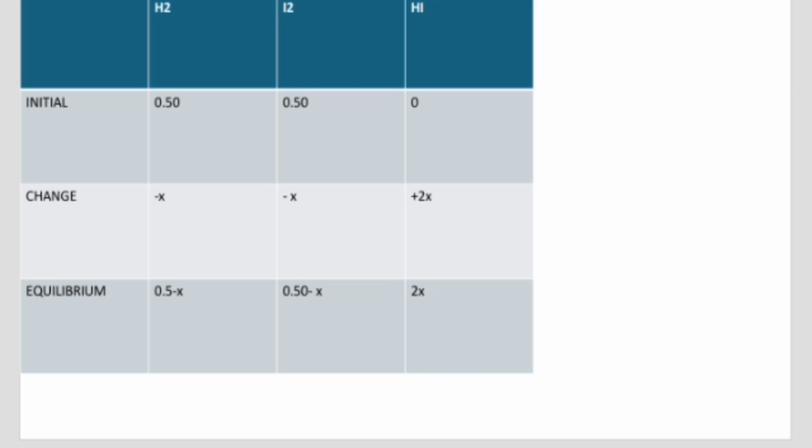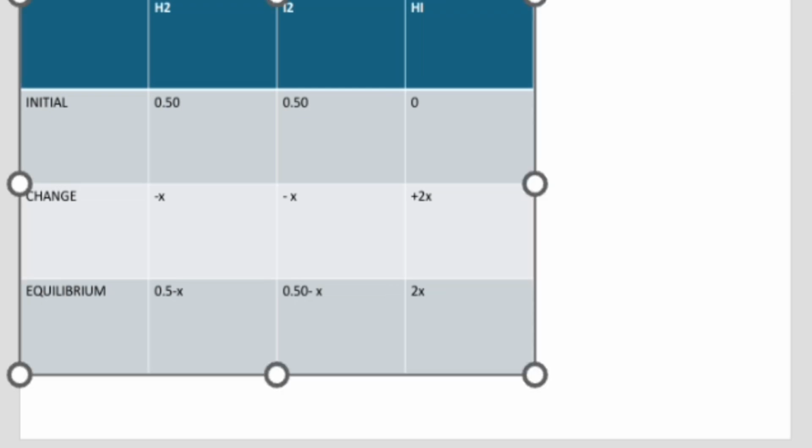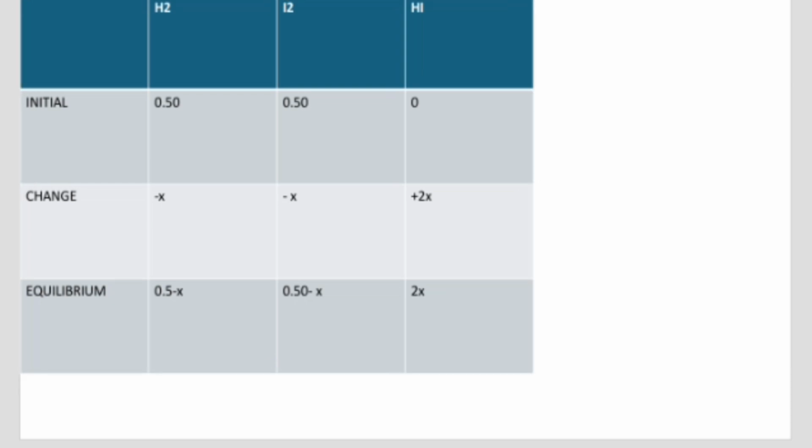Now what about the equilibrium? For equilibrium, you just do 0.5 minus x, you get the equilibrium for H2. So this is the value you are going to have for H2. What about I2? Same story. What about HI? 0 plus 2x, the answer is 2x. Now how do we find the equilibrium? We want the value of equilibrium, not just an expression like 0.5 minus x. How do we find the value of equilibrium? We find it by finding the value of x.